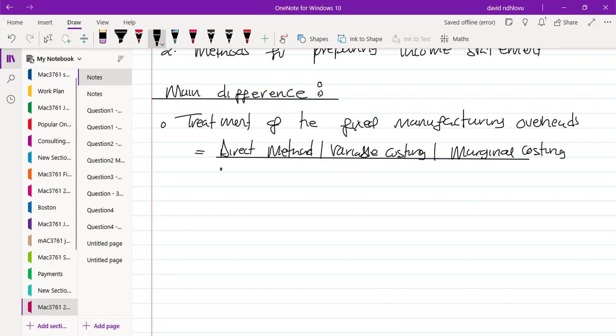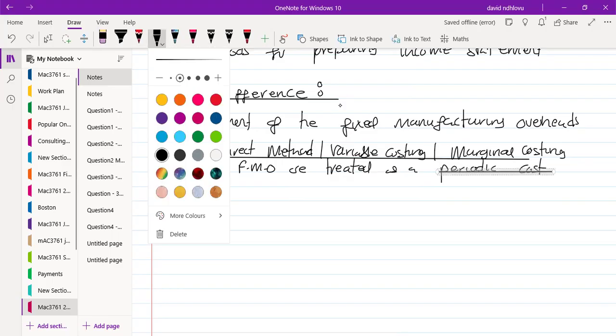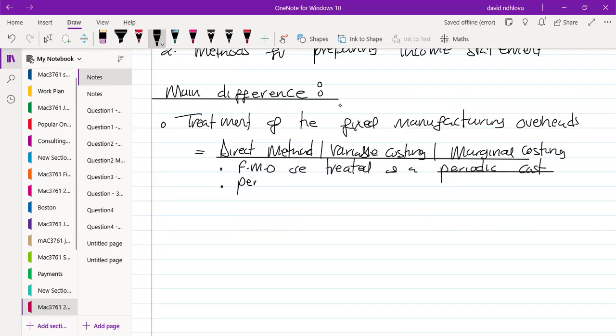Here we are saying the fixed manufacturing overheads are treated as periodic costs. So when we talk about periodic costs, what do we mean by that, good people? What is a periodic cost?